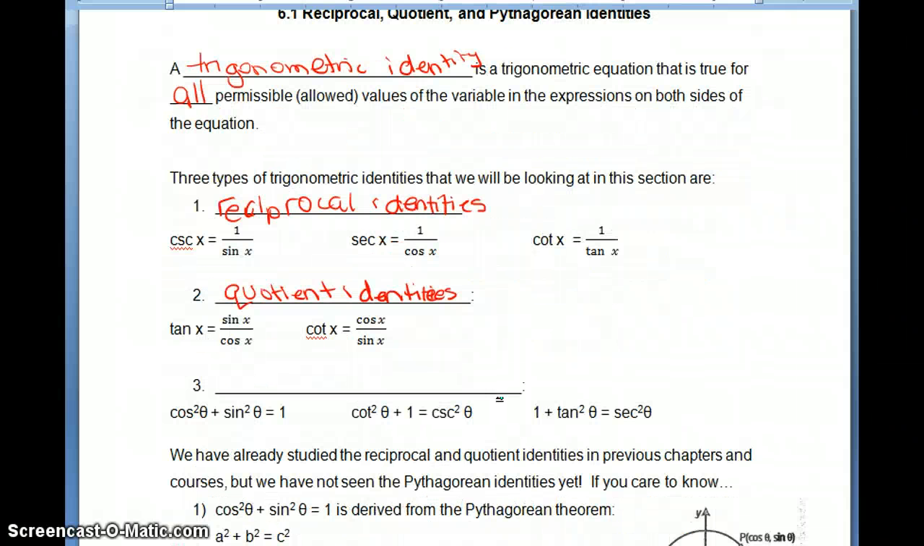And the third one that we'll be studying in this lesson today is the Pythagorean identities. Would you believe me if I said I played around with this for an hour trying to really nail down my writing? Yeah, I wouldn't believe myself either.